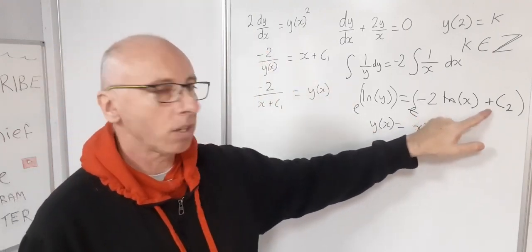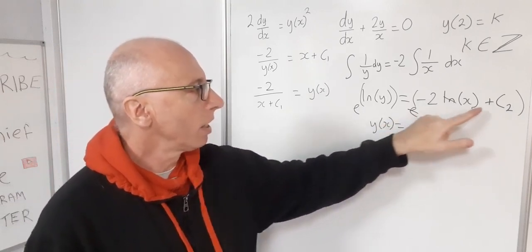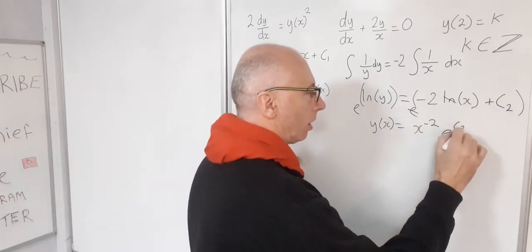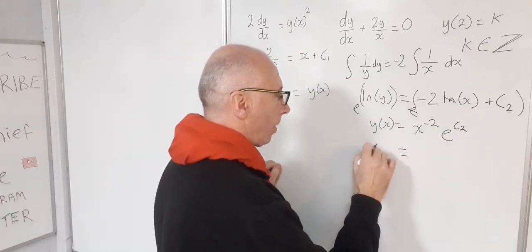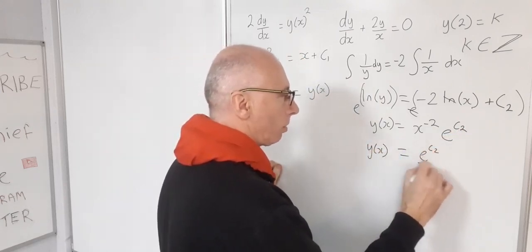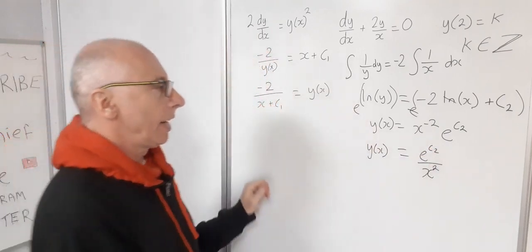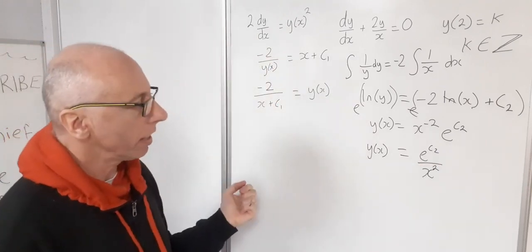And then here, as it's got addition here, using the indices laws, this is now going to be multiplied by e to the c2. So then this will simplify to my y of x equals e to the c2 over x squared. Now just deal with this a little bit. That's still a little bit untidy. You could leave it as that if you wish.